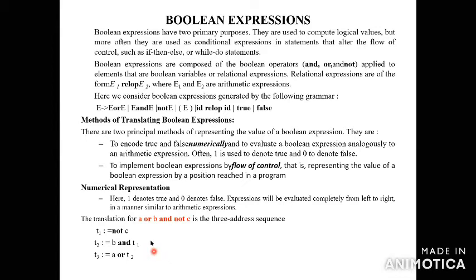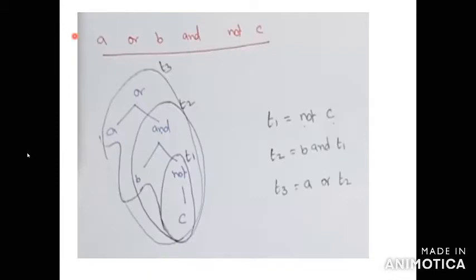Here 1 denotes true, 0 denotes false. The expression will be evaluated completely from left to right. You have to write the expression for the 3 address code sequence according to the grammar. Here T1, T2, T3. You can check according to the grammar; we will draw the parse tree construction.